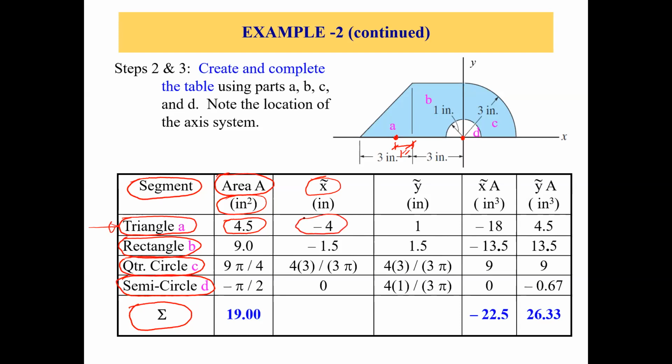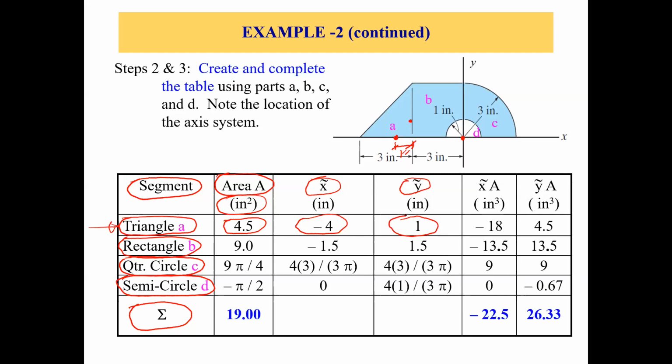Now let's talk about Y bar of this part A. So Y bar would be somewhere here, which would be 1/3 of the height. So 1/3 of 3 inches, which would be 1 inch. If we take it from the origin, 1 inch upward, in the positive Y direction, so it will be +1. So we have a +1 for Y bar of part A.